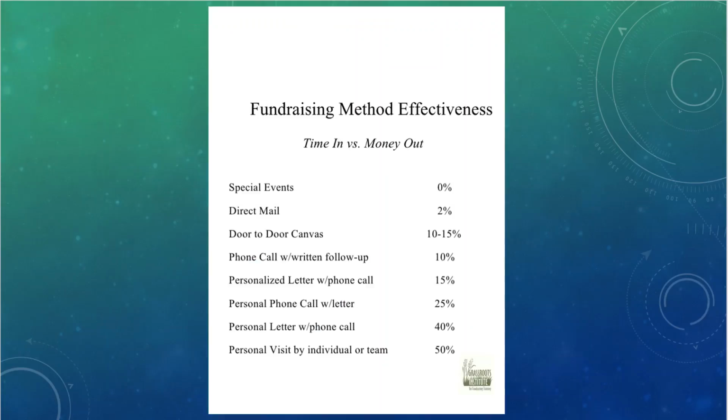So here's what the research actually shows on whether or not these things are effective and what percentage rate. Remember down here I said personal visitation by individual donor or team. That actually has been shown to yield a 50% success rate. So for every 2 people you and your team go and talk with personally and ask for a personal donation, you'll get a donation 1 out of every 2 times. Personal letter with phone calls, successful 40% of the time. Personal phone calls with a letter, successful 25% of the time.